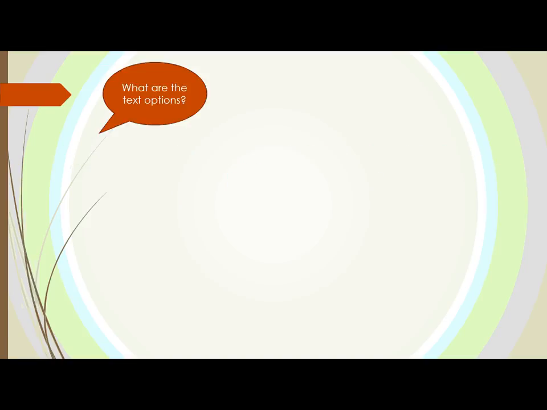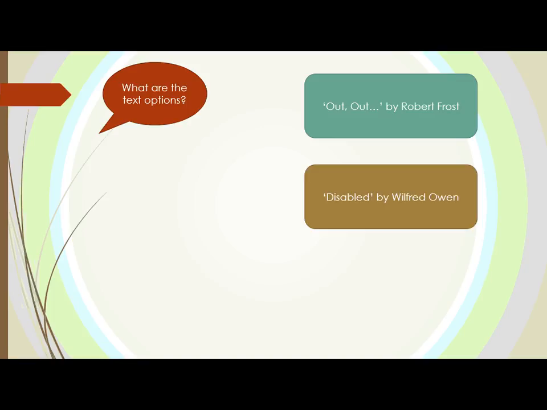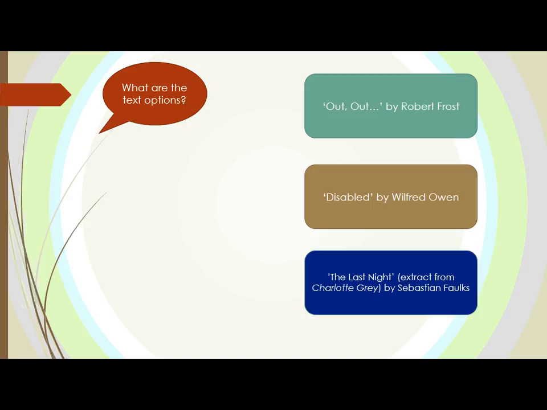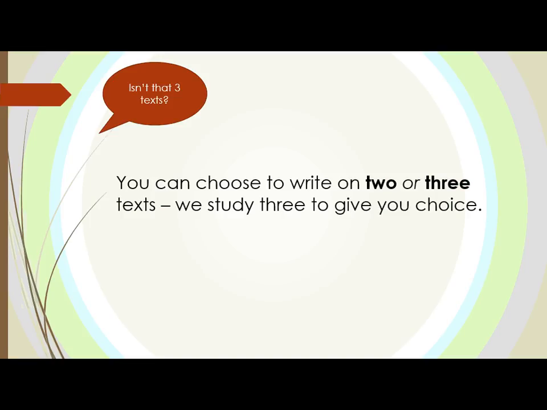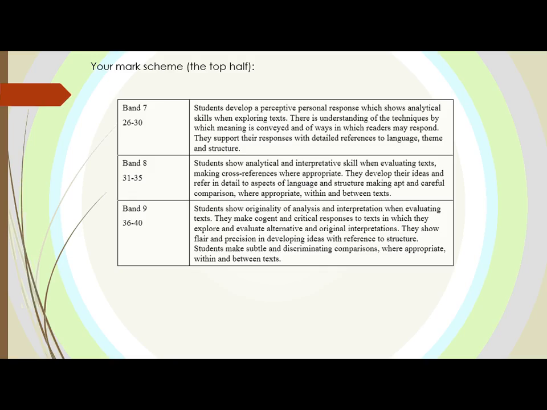So what are the text options? They are the poem Out, Out by Robert Frost, the poem Disabled by Wilfred Owen, and a prose extract called The Last Night, which is taken from the novel Charlotte Gray by Sebastian Faulks. Isn't that 3 texts? Yes, because you can choose to write on 2 or 3 texts, and we study 3 to give you choice. And you could mainly write on 2 and then maybe make a point of connection with a third, but there is no requirement to do so.